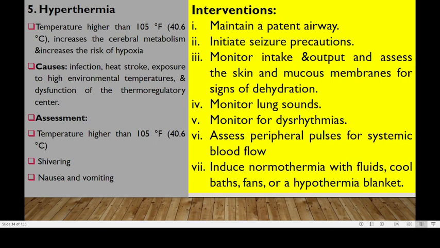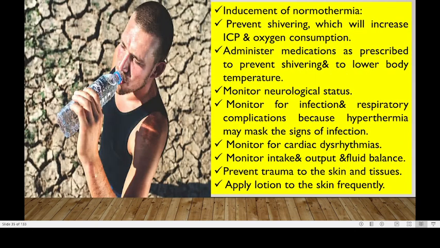So as a nurse, you have to keep a patent airway, initiate seizure precautions and monitor input and output, assess the skin and mucosa for signs of dehydration, monitor for lung sounds along with dysrhythmias, peripheral pulses for systemic blood flow, and also induce normothermia with fluids, cold baths, fans, or hypothermia blankets.